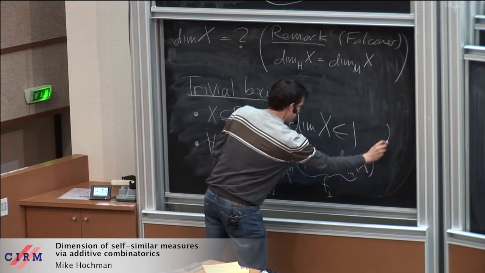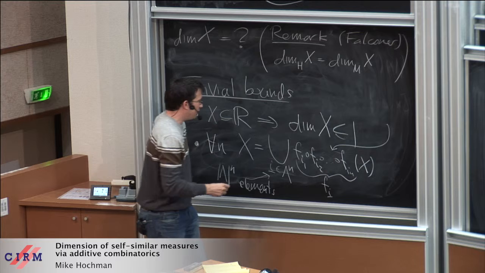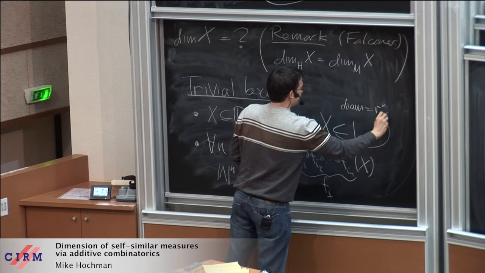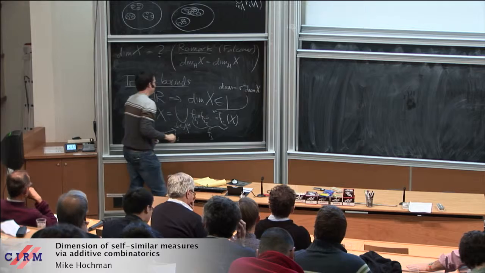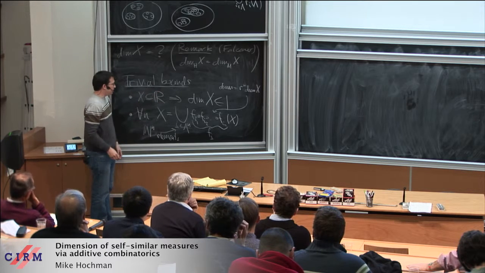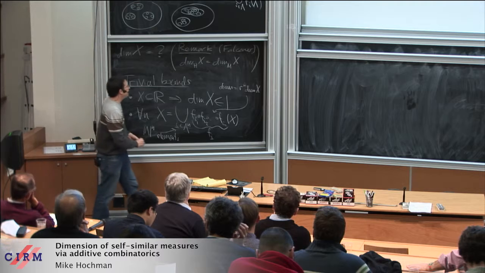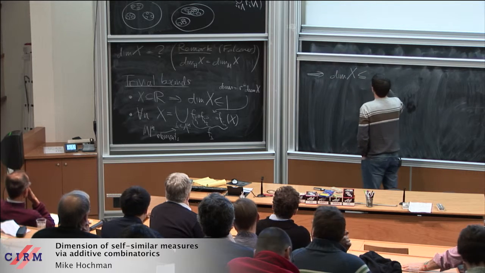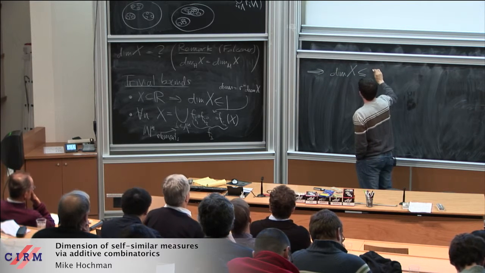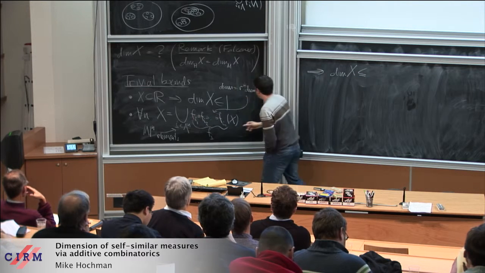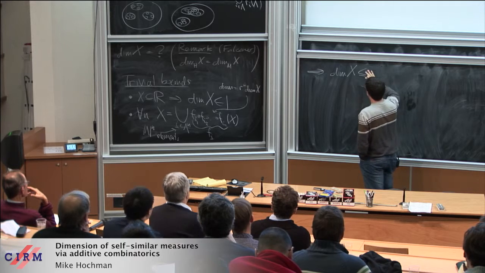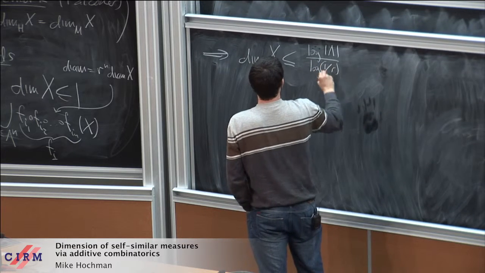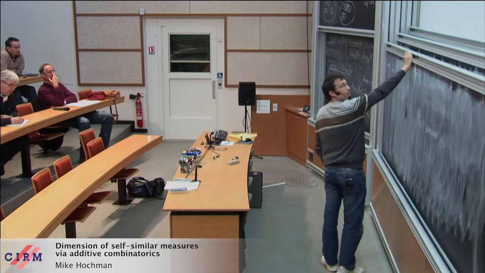And these guys, well, all my maps contract by r, so the diameter is going to be r to the n times the diameter of X. And so now if you just get the bound from Minkowski dimension, you immediately get that the dimension of X is bounded by... and of course, you can do this for any n, and these things, their diameter is going to zero. So when you plug it into the formula for Minkowski dimension, you get that the dimension is at most log of the number of maps over log 1 over r. So these are the two trivial bounds.